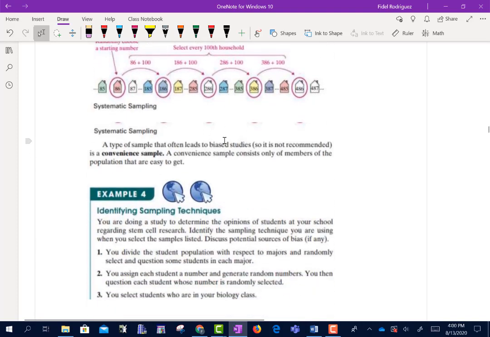And then there's something called a convenience sample. A convenience sample says, consists only of members in the population that are easy to get, okay? Easy to get them, all right? So think about that. It's easy to get.